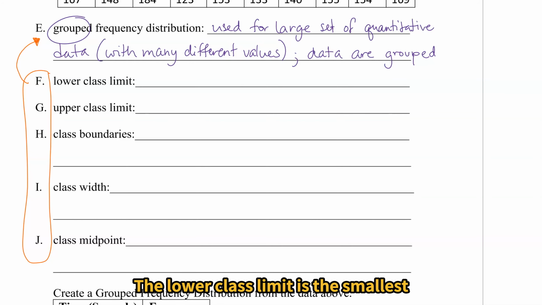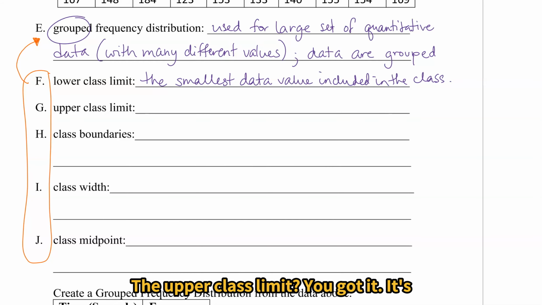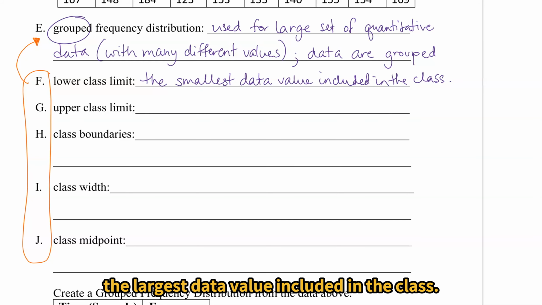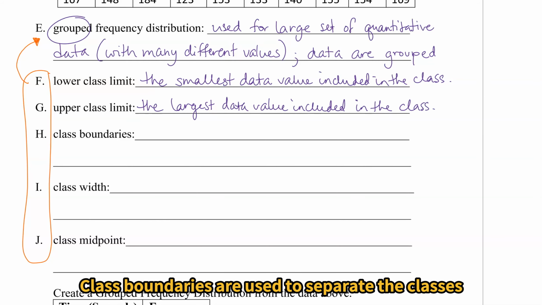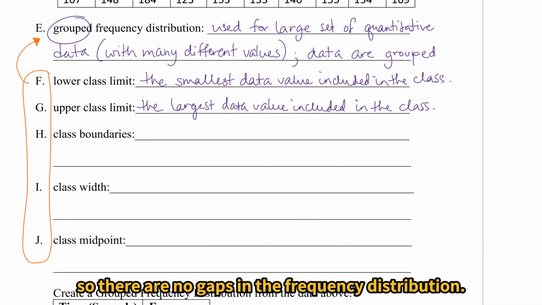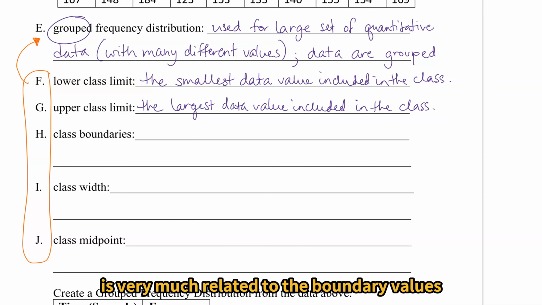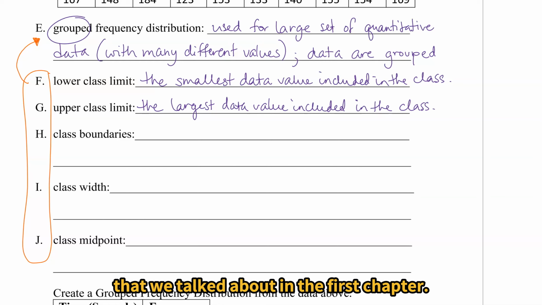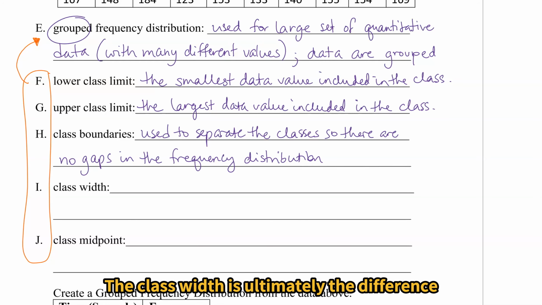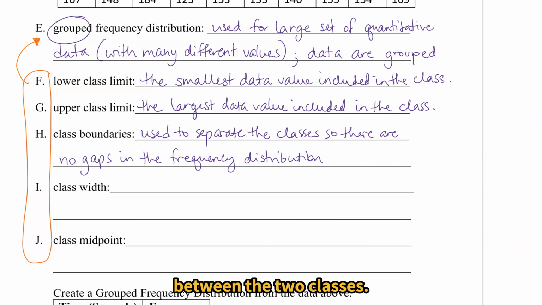The lower class limit is the smallest data value included in the class. The upper class limit, you got it, it's the largest data value included in a class. Class boundaries are used to separate the classes so there are no gaps in the frequency distribution. This idea of class boundaries is very much related to the boundary values that we talked about in the first chapter. The class width is ultimately the difference between the two classes. How wide is each class?